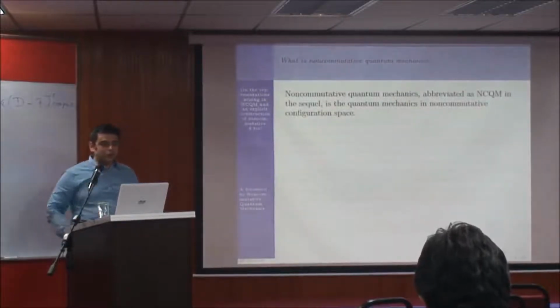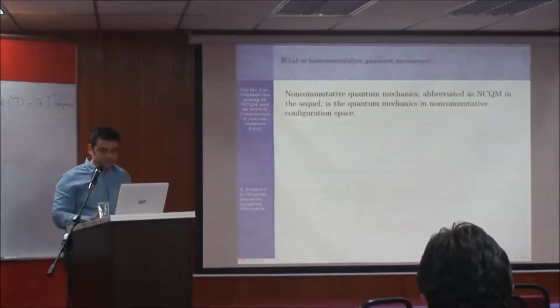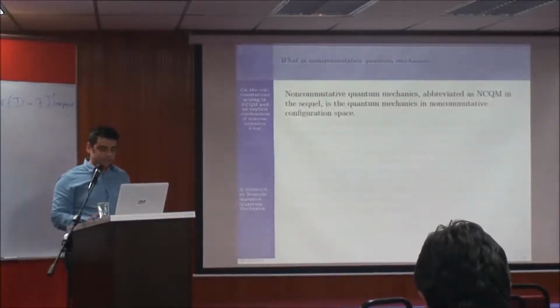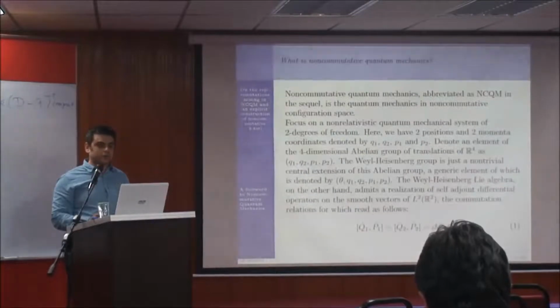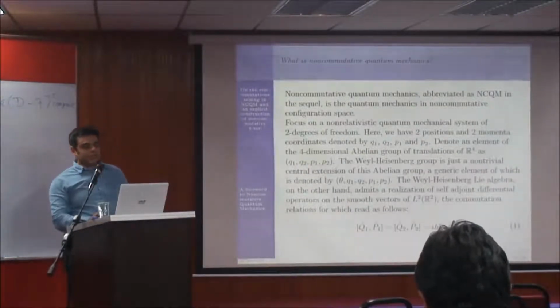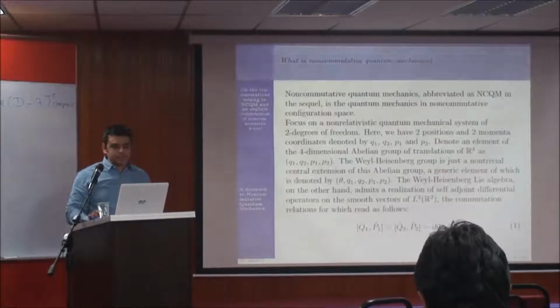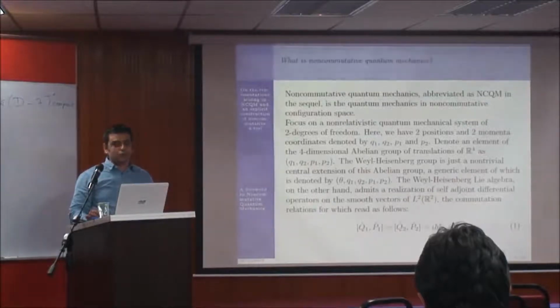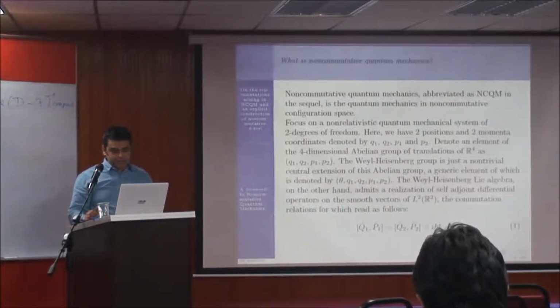Okay, so what is non-commutative quantum mechanics? It's abbreviated as NCQM in the next slides. It's a quantum mechanics in the non-commutative configuration space. Okay? So what we mean is that we consider a system with 2 degrees of freedom, with 2 position coordinates and 2 momentum coordinates. So our phase space is 4-dimensional. It's R4, even simpler, if easy.